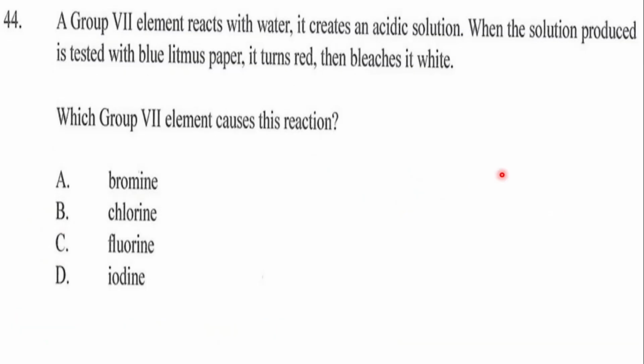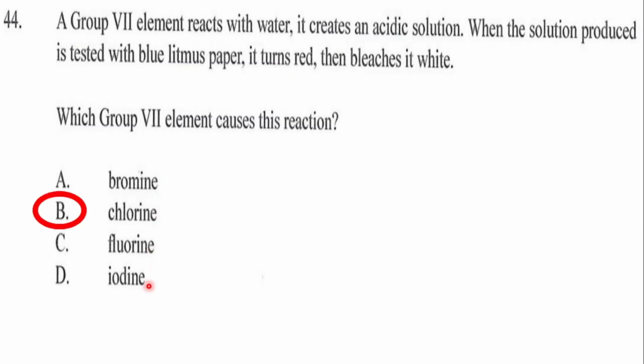Let's move on to question number 44, and it says a group VII, or group 7 element reacts with water. It creates an acidic solution. When the solution produced is tested with blue litmus paper, it turns red, then bleaches it white. Which group 7 element causes this reaction? So they give us some hints, right? We have that the solution is tested with blue litmus paper, and then it turns red. And we have that it bleaches it, right? So what element are we talking about? Is it going to be bromine, chlorine, fluorine, or iodine?